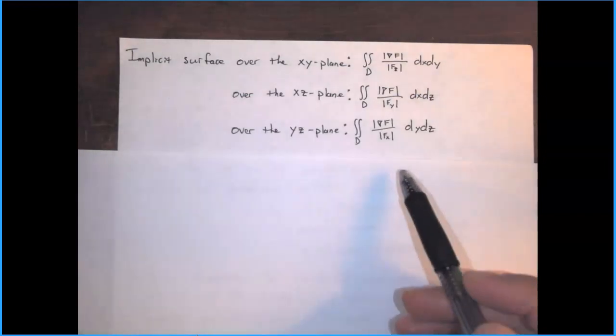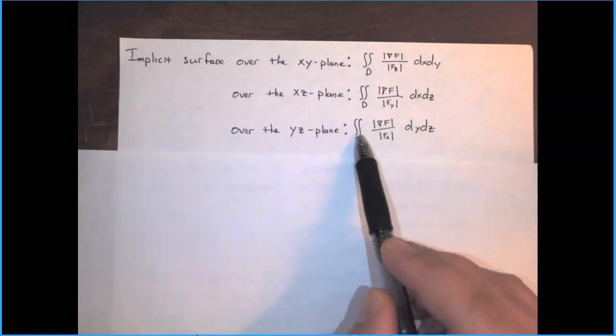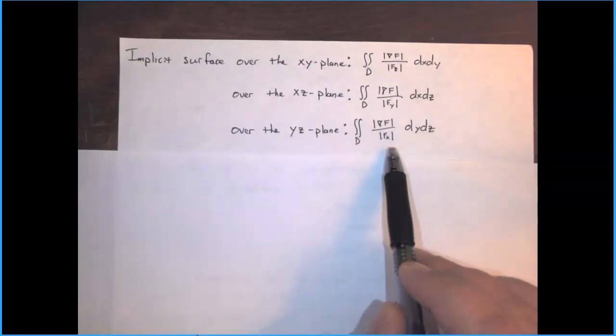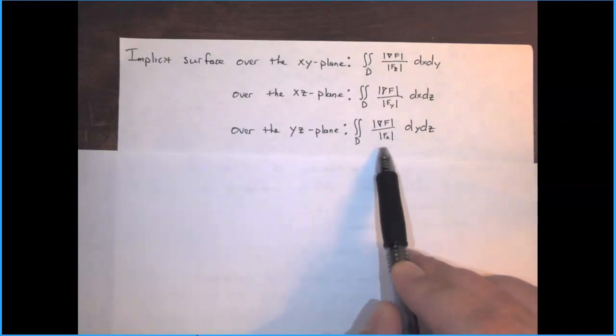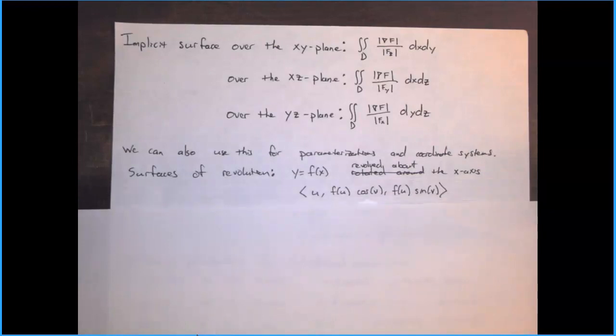Similarly, if I want to integrate an implicit surface over the yz plane, it's the same formula, but now D is a region in the yz plane. I'm integrating with respect to y and z, and I'm dividing by the absolute value of the x partial derivative. Let's talk about surfaces of revolution.